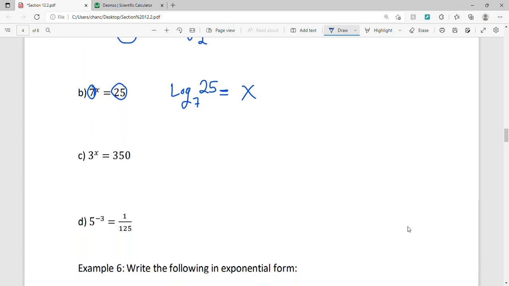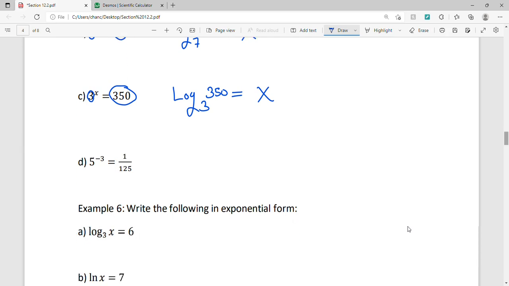In part C, I'll start with the base. Always start with the base. The base is 3. And we always remember the answer to the log is the exponent. And that leaves us with the argument here of 350. For part D, the base is 5. We'll start with the 5. Leave us some space, and the exponent is always the answer to the log. So this is log base 5 of 1 over 125. And that is the logarithmic form.